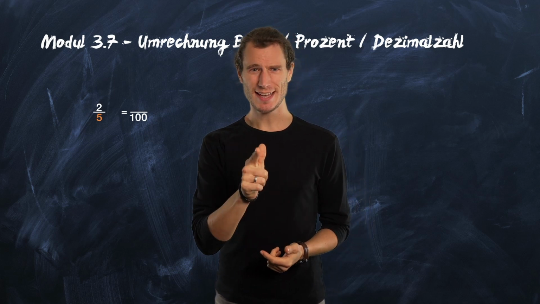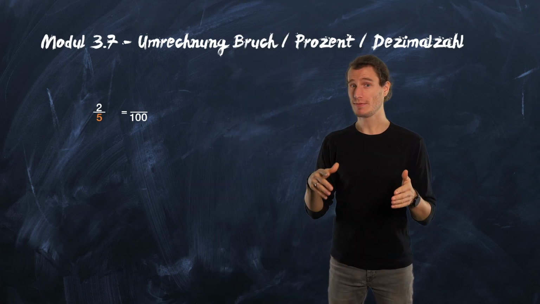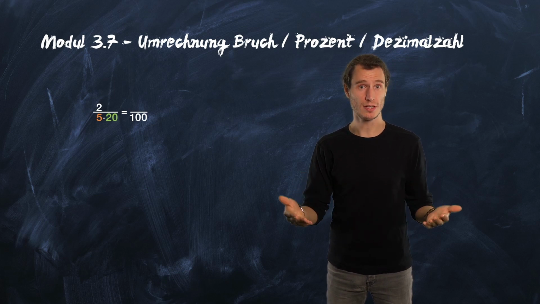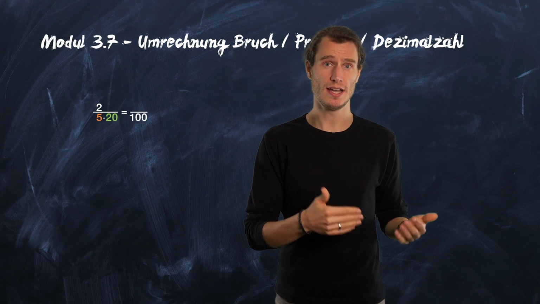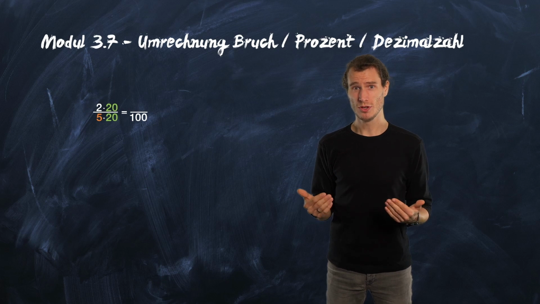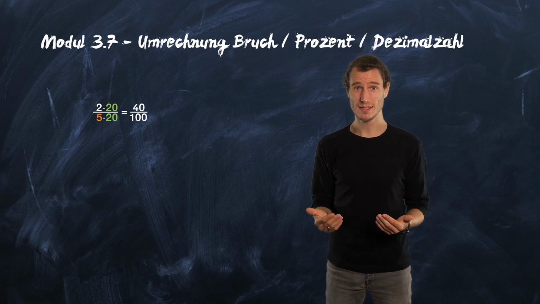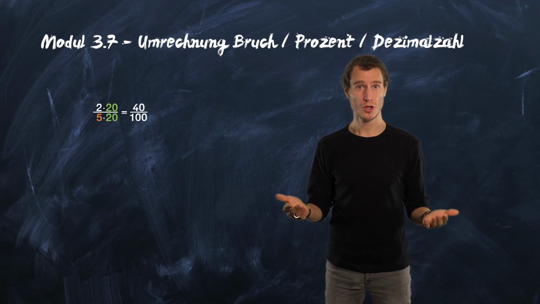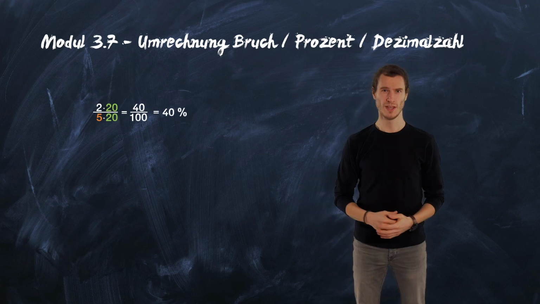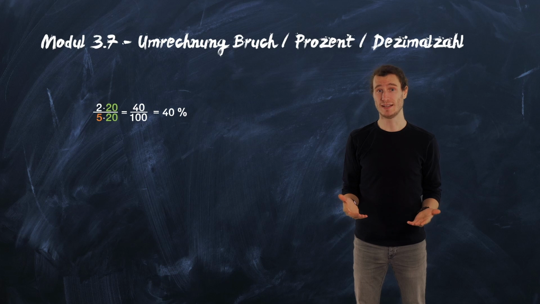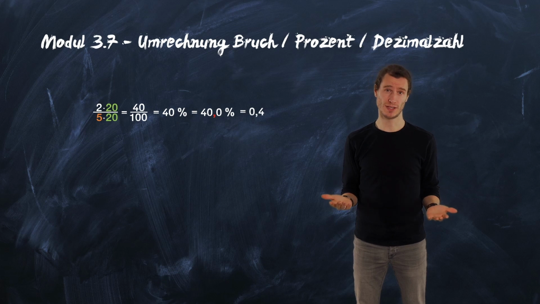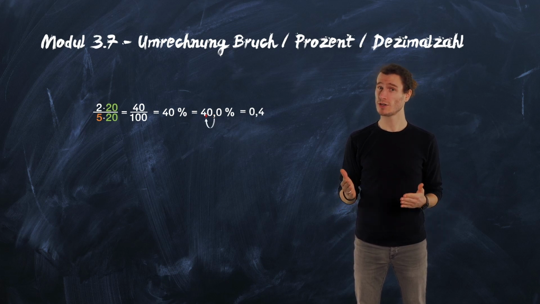Okay, done. I'll quickly show you how you did it. I expand the fraction by 20 because 5 times 20 equals 100 for the denominator. The numerator, 2, multiplied by 20 equals 40. Thus I receive 40 hundredths, 40 over 100. And with that, I can easily tell that it's 40%. As a decimal, it would be 0.4, because you know that 40% is the same as 40.0%, and all you need to do is move the decimal point 2 places to the left.